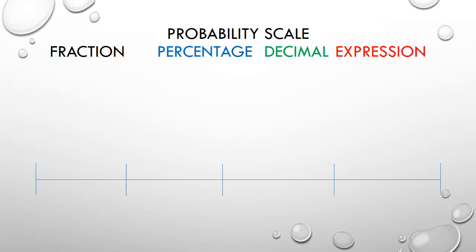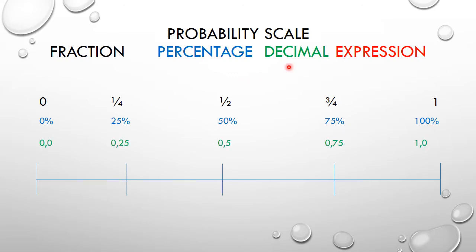If we look at the probability scale, we see that it's broken into fractions, percentages, decimals, and expressions. We just handled the expressions right now. Let's quickly look at the rest. In fractional form, we have 0, a quarter, a half, 3/4, and a whole. If we convert that to percentage, it's 0, 25, 50, 75, and 100%. Convert that to decimals, you get 0, 0.25, 0.5, 0.75 and 1.